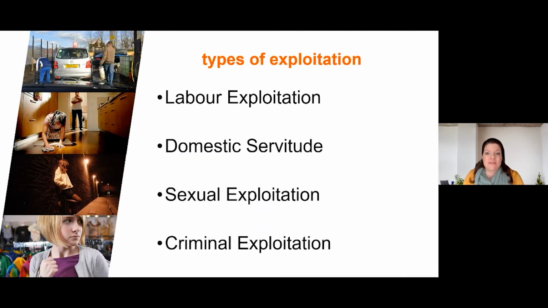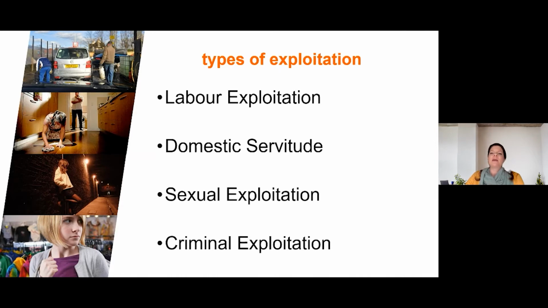So on to the different types of exploitation. These are the 4 most common that we see in the UK. As a side note, organ harvesting is also considered part of modern slavery and is also illegal. But these are the 4 most common: labor exploitation, domestic servitude, sexual exploitation, and criminal exploitation. Consistently, we see labor exploitation to be reported and recorded the most, both on the helpline and in government statistics. But we definitely are seeing quite an increase recently in criminal exploitation, which I'll touch on and we'll hear more about this afternoon as well.